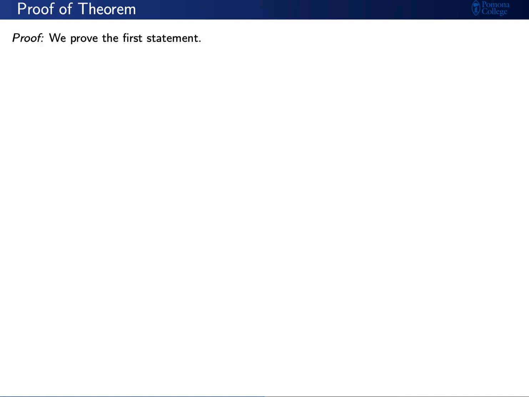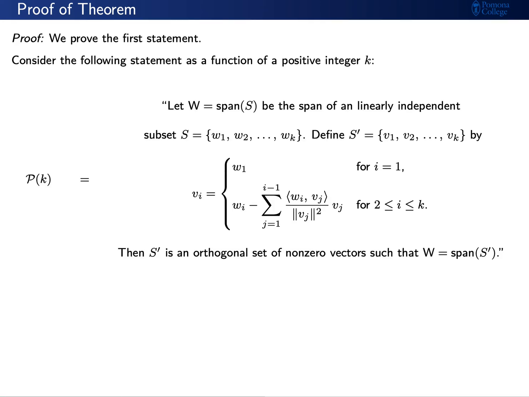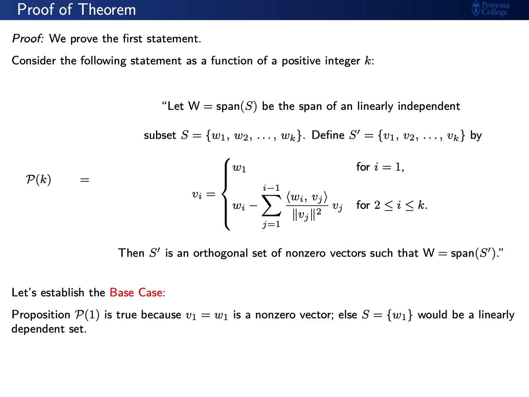Let's now return to attempt to prove the proposition. We're going to prove the first statement by induction on the number of vectors in our linearly independent set S. Let's say that S is written in terms of w sub i. We'll now define S prime in terms of v sub i as we did in the Gram-Schmidt process. We're going to prove that S prime is an orthogonal set of non-zero vectors that also spans our set W. First, we can establish the base case. There's really nothing to prove here because v sub 1 equals w sub 1, and so S prime equals S.